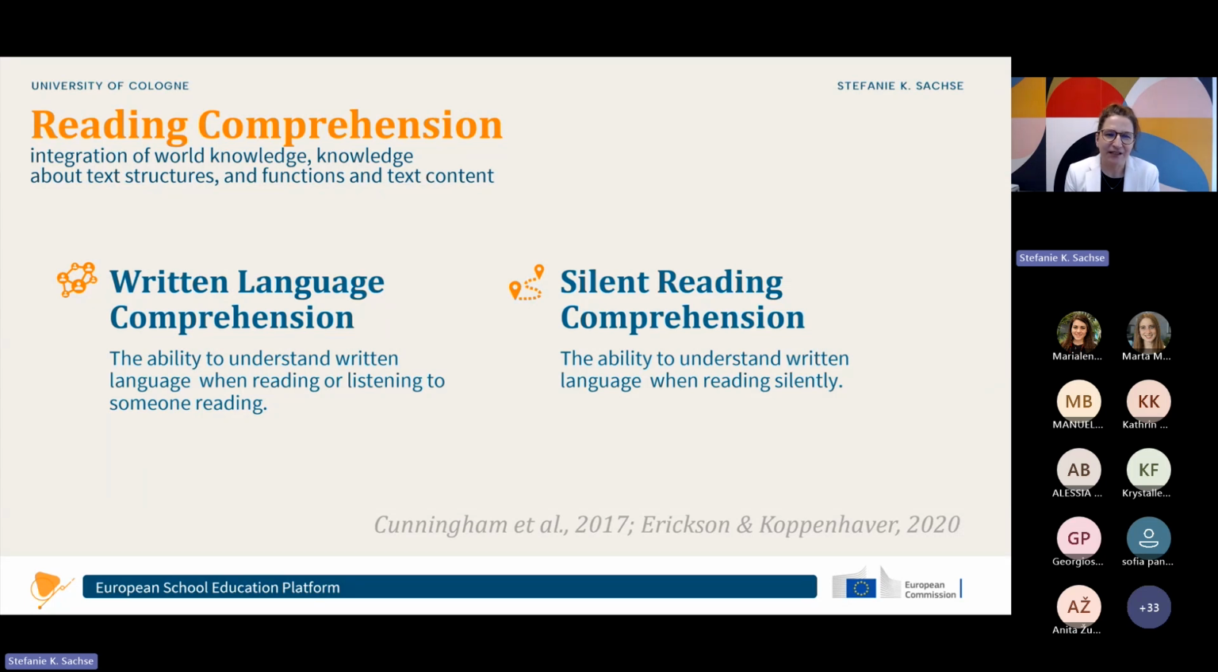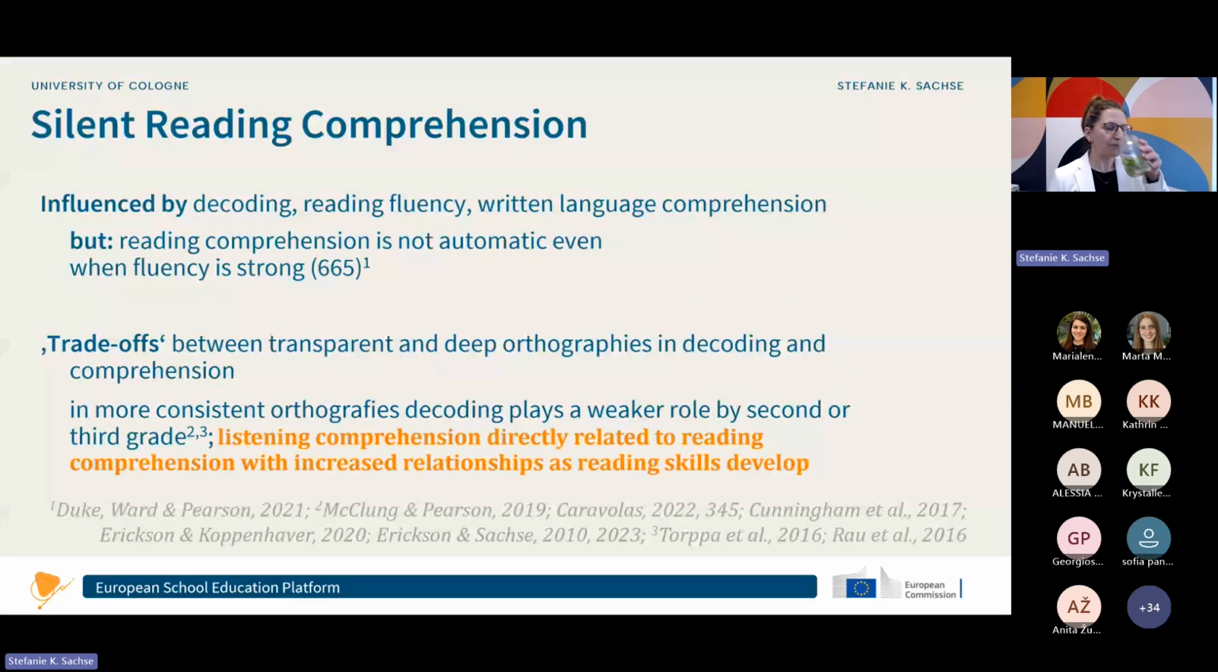Now, how do we teach reading comprehension? Silent reading comprehension is influenced by many factors. Some of them are decoding, reading fluency, and written language comprehension.